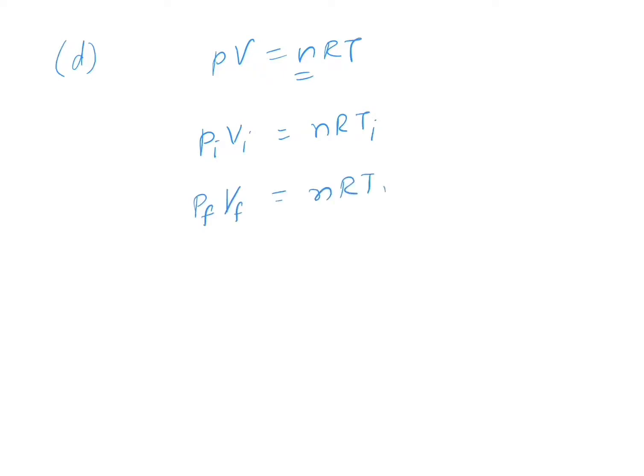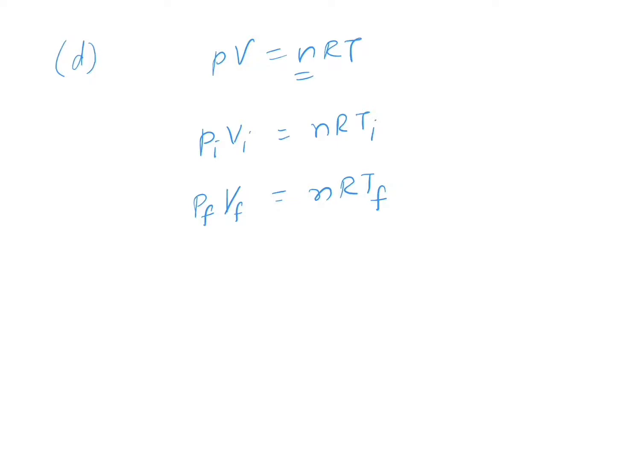So for part D, we have to find the final temperature. So we know that PV is equal to nRT. Now we don't know the number of moles of the gas, but we do know the pressures and volume initially. So for the initial condition, PiVi equals nRTi, and finally PfVf equals nRTf.